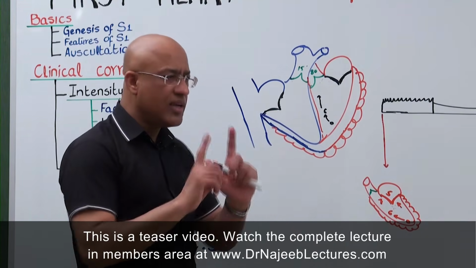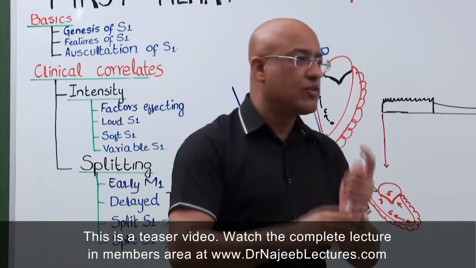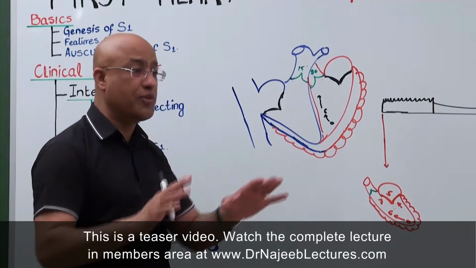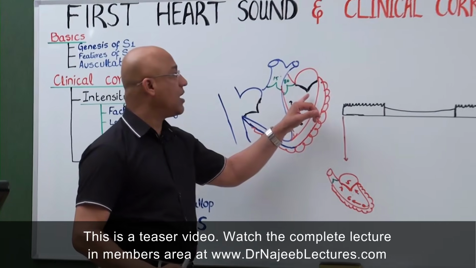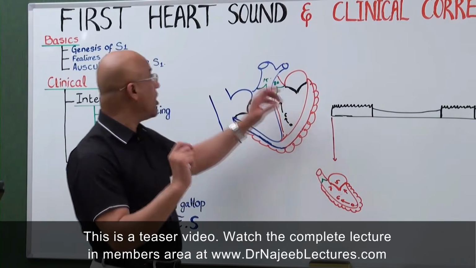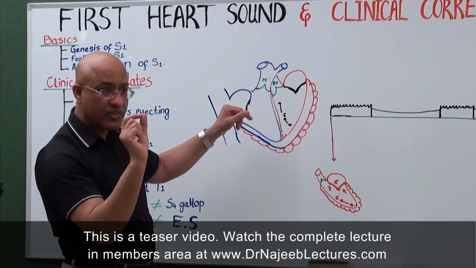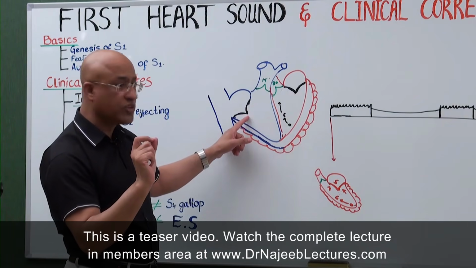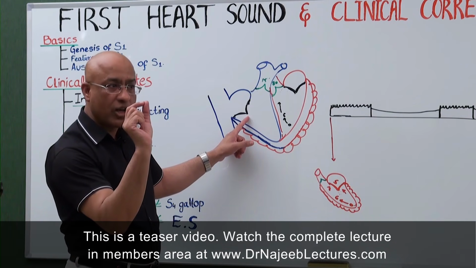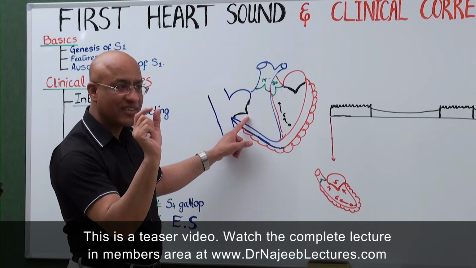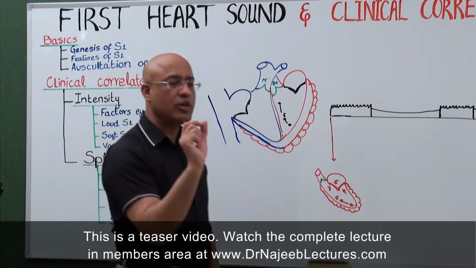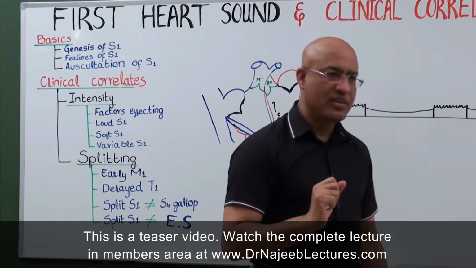So mitral valve vibrations start slightly earlier than the tricuspid valve. So there may be a slight difference sometimes. In 50% of the normal population, this separation of sound, first the mitral component, then the tricuspid component, may be audible as independent or separate entities. Then we say there is some degree of splitting in the first sound.